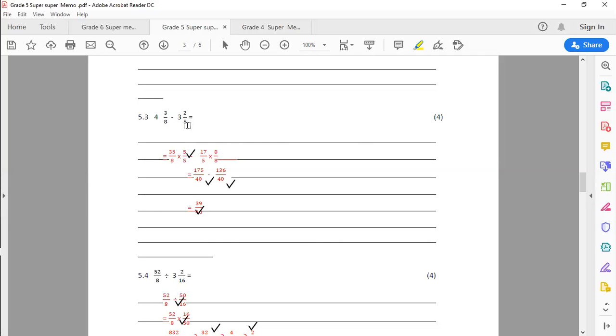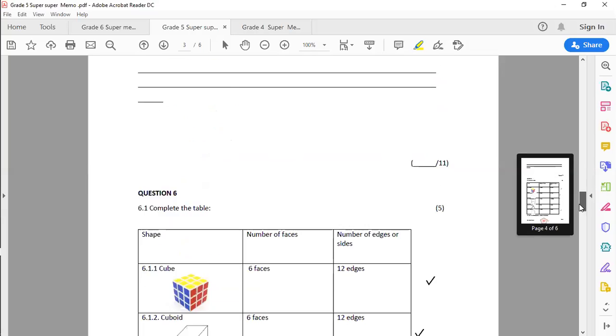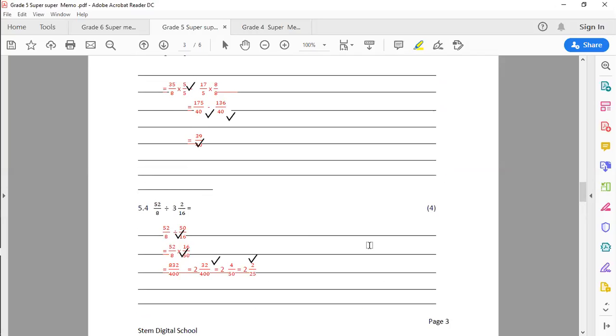So I know that I'm going to use the denominator of here to multiply this side, and the denominator of here to multiply the other side. So 35 times 5 is 175 over 40. And 17 times 8 is 136 over 40. I subtract the 2, I've got 39 over 40. I'm done. Let's move on to this side.